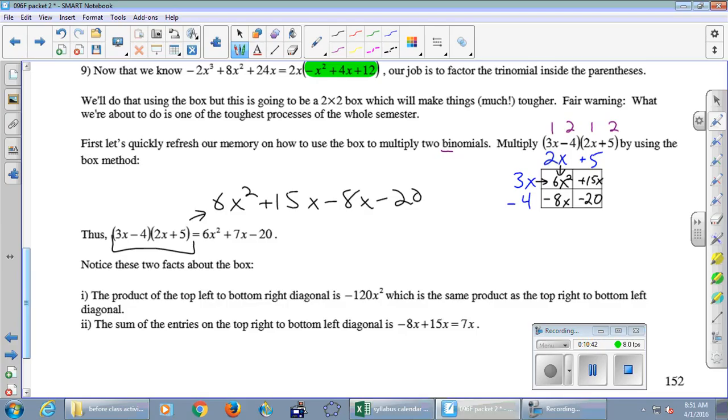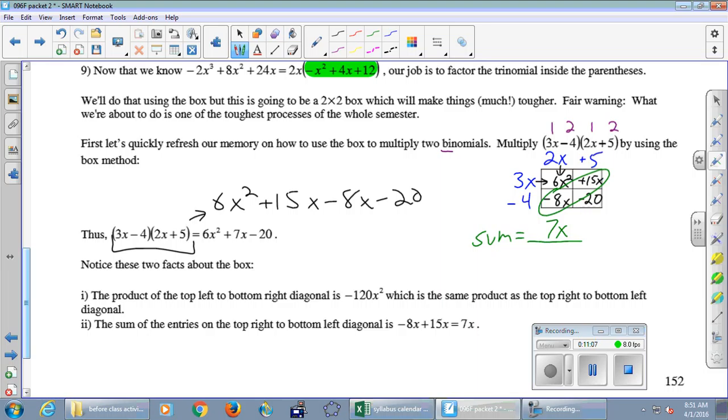And a couple of observations. Let's make some observations. Okay, first observation. If you add these 2 things together, what do you get? 7x. So far, so good. Just pointing it out, that the 7x comes from adding that diagonal right there.